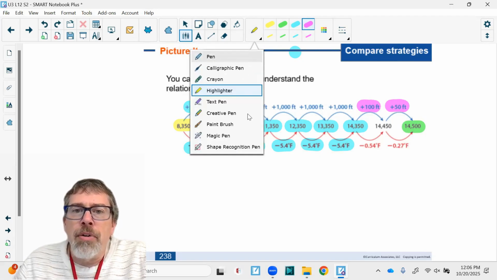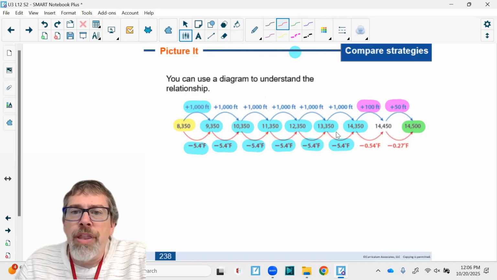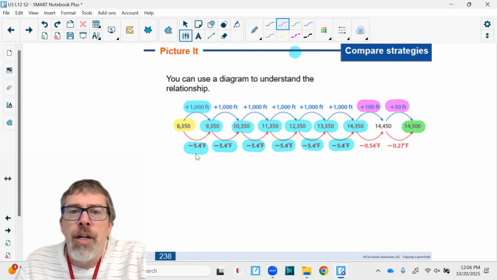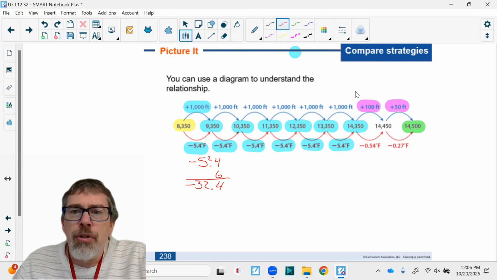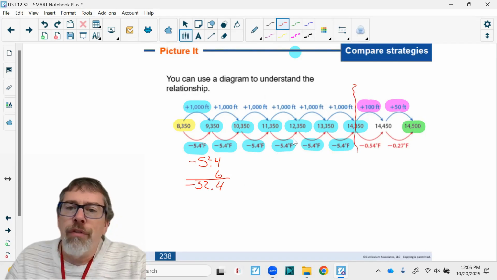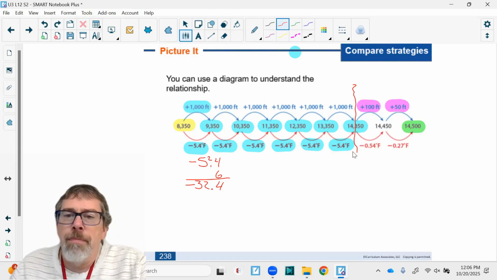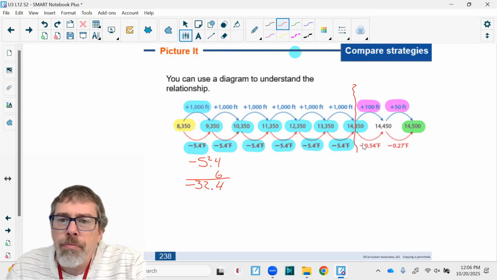So then I can model just this portion, the 1,000 foot change, and there is 6 of them, by doing negative 5.4 times 6. It's 24. 6 times 5 is 30 plus 2, 1 decimal place. So it dropped 32 degrees, 0.4 actually, negative 32.4 degrees from this point to this point. Okay, it's getting quite cold.